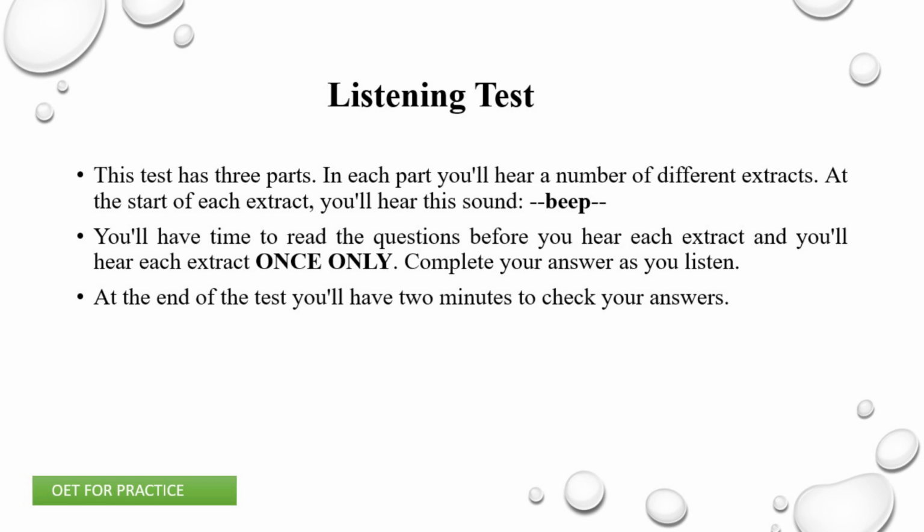The listening part of the Occupational English Test has 3 parts, and in each part, you hear a number of different extracts. At the beginning of the test, you will hear a beep sound. You have time to read the questions before you hear the extracts. You will hear each extract once only. You have to complete your answers as you listen. At the end of each test, you will be given 2 minutes to check your answers.